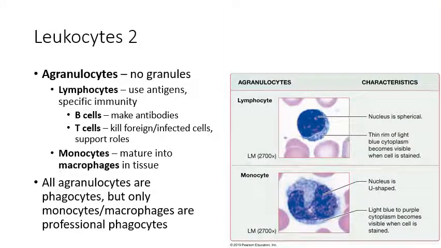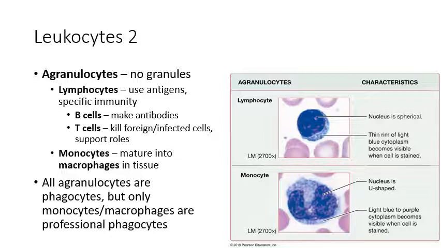So next you have the agranulocytes, which are the white blood cells that do not have granules and don't release these chemicals. You have two types of agranulocytes in the blood, lymphocytes and monocytes. Lymphocytes are very special cells in the immune system because they use antigens to recognize specific pathogens. A pathogen is just an agent that causes disease. Usually it's a microorganism that's causing disease. And so lymphocytes are able to recognize specific microbes and attack them.